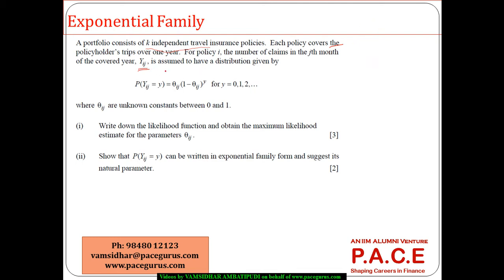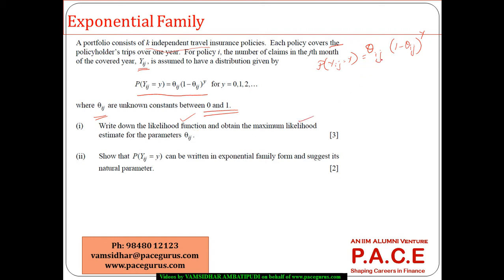So that is what is coming out as Yij, and it has a probability function which looks like this: theta ij times 1 minus theta ij to the power y. So y is the number of claims, the probability that Yij equals y. Theta ij is an unknown constant lying between 0 and 1, and for that I am trying to find the likelihood function and the maximum likelihood estimate.